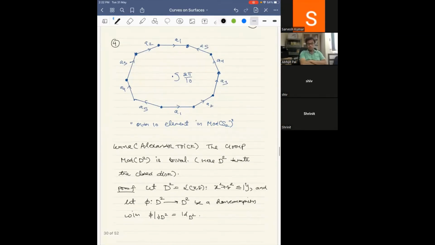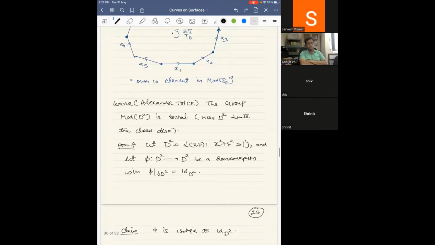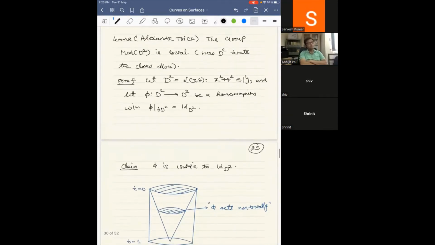So today we will start with a very important result, which is known as the Alexander trick. So what is this result? If you look at the mapping class group of a closed disk, that is trivial. There is no element other than the identity in the mapping class group of a closed disk. So this is a very important result. How do you prove this?